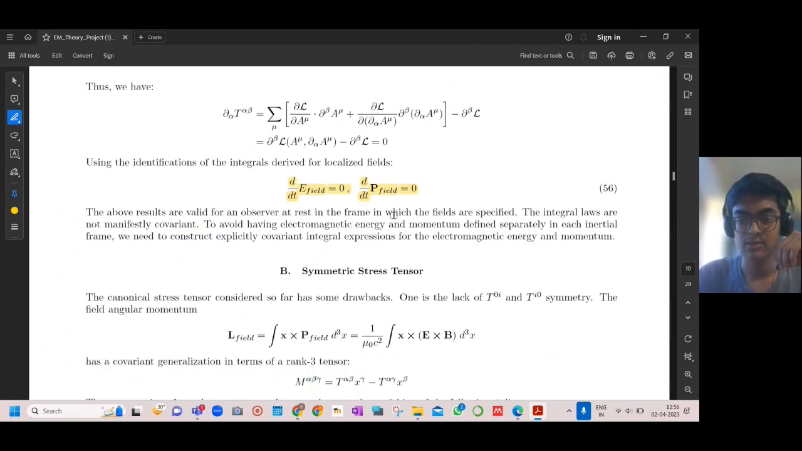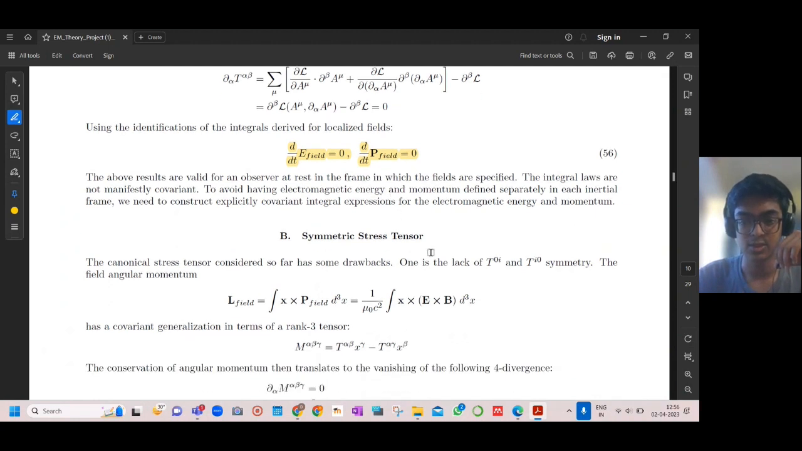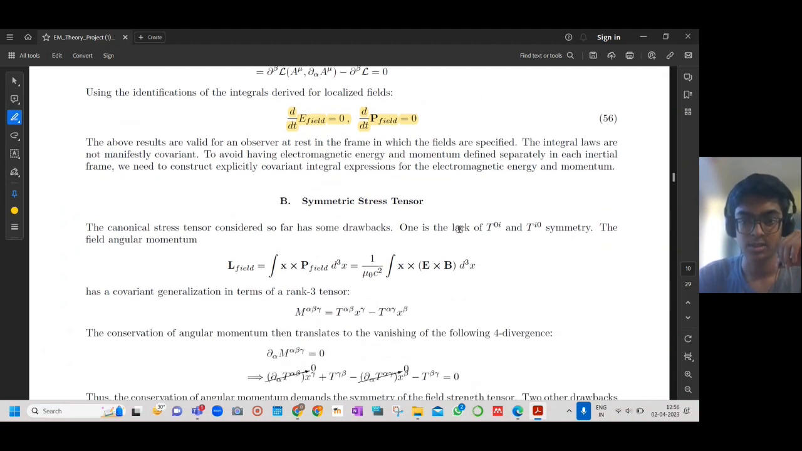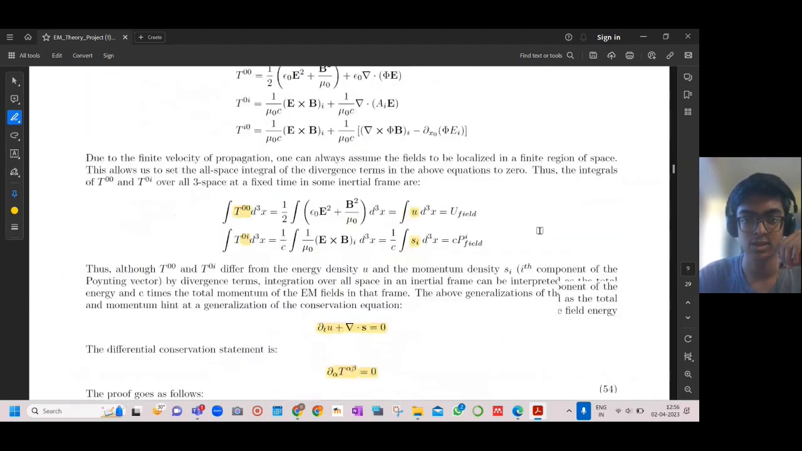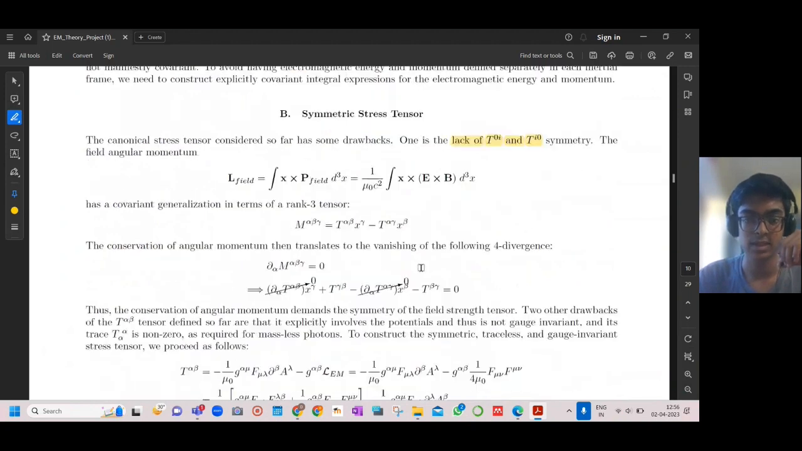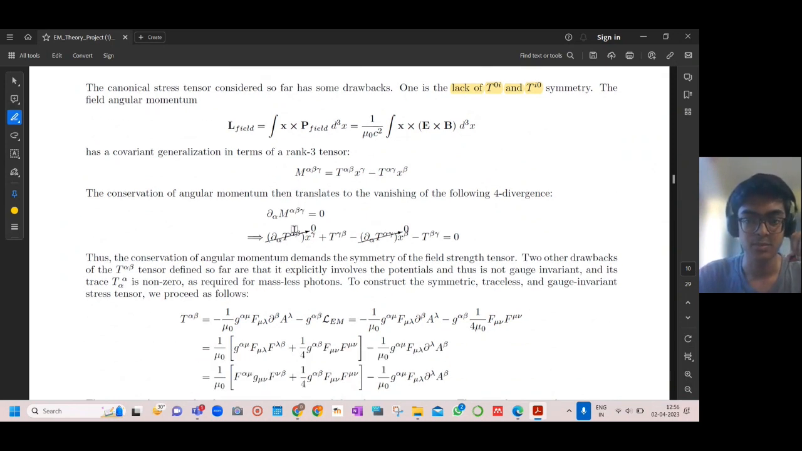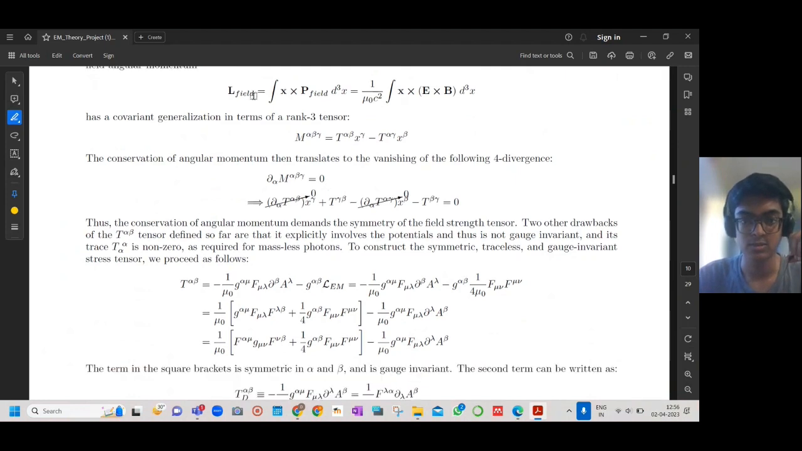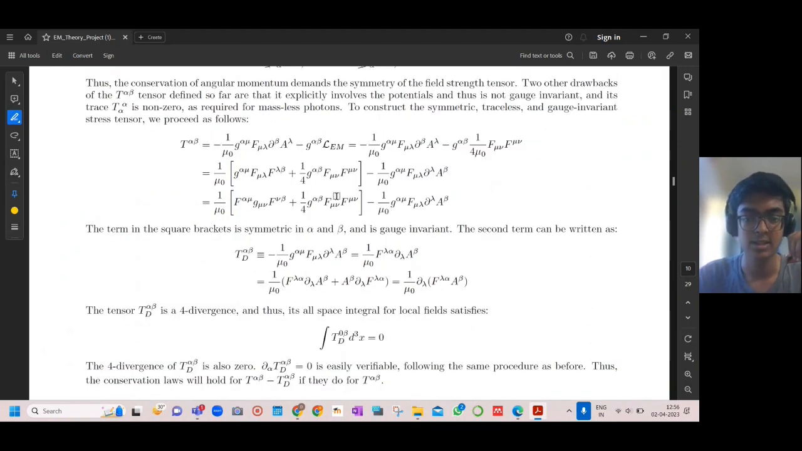The tensor T alpha beta is not yet what we are looking for, because it lacks symmetry. T0i is obviously not equal to Ti0 if you look at the form. This leads to one problem, that the conservation of angular momentum doesn't pop out naturally. You can have a look at the report to go through this part. That is not really important.